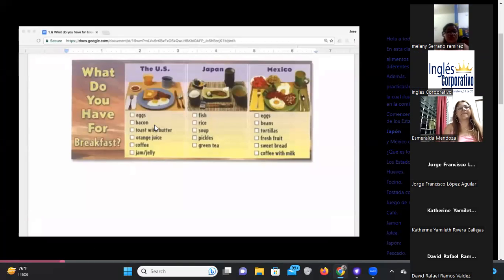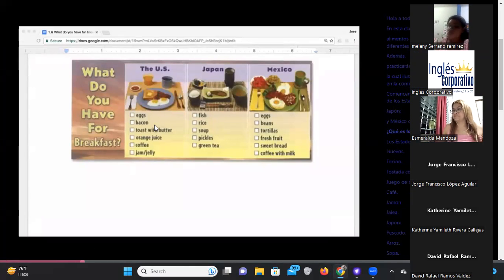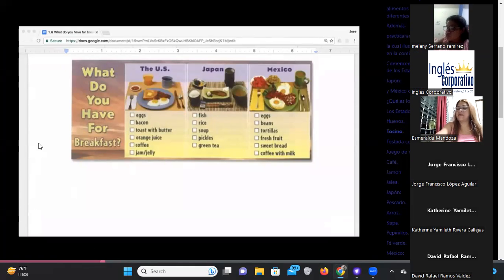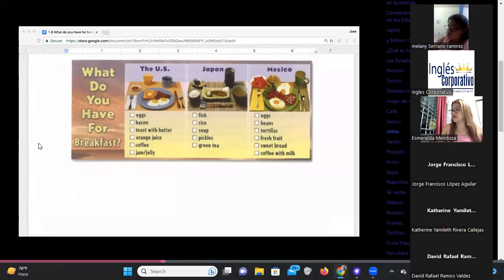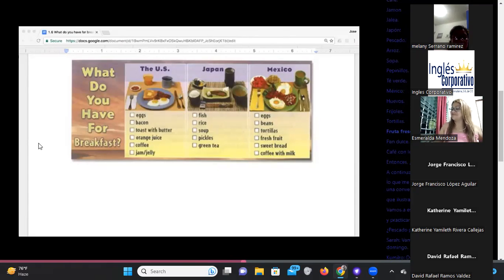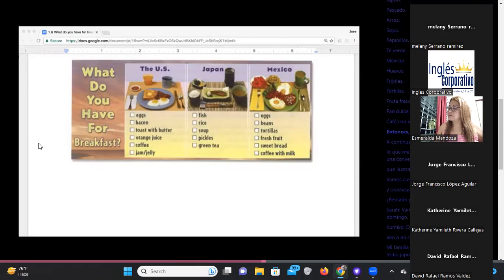In the U.S., Japan, and Mexico eat for breakfast. What do you have for breakfast? The U.S. Eggs. Bacon. Toast with butter. Orange juice. Coffee. Jam. Jelly. Japan. Fish. Rice. Soup. Pickles. Green tea. Mexico. Eggs. Beans. Tortillas. Fresh fruit. Sweet bread. Coffee with milk. So what do you have for breakfast?